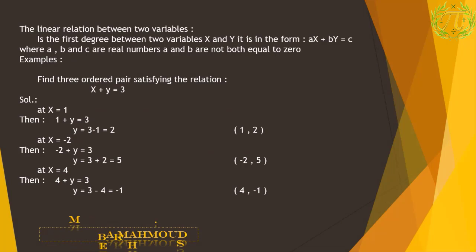The linear relation and the slope of the straight line. The linear relation between two variables is the relation of first degree between two variables, x and y, in the form ax plus by equals c, where a, b, and c are real numbers. Example: find the three ordered pairs that satisfy the relation x plus y equals 3.